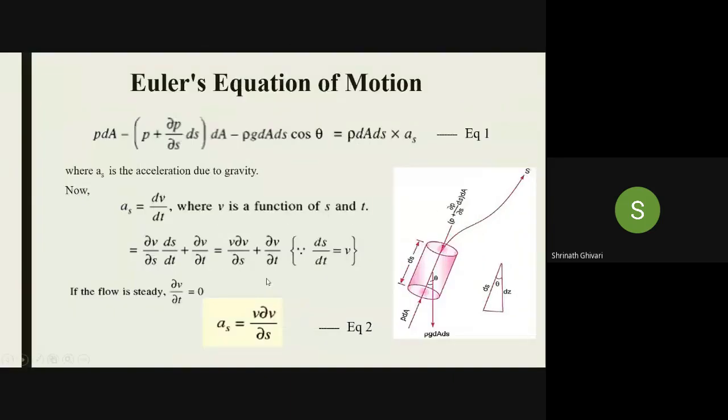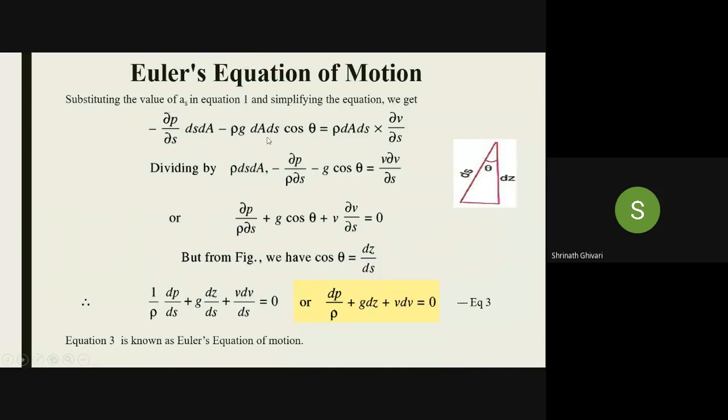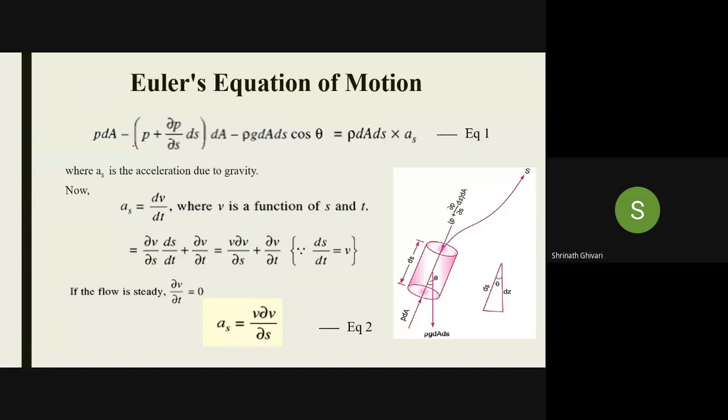So we are going to substitute the value a_s equal to v ∂v/∂s in equation 1 and simplify. We have p dA minus (p dA plus ∂p/∂s ds dA). I have multiplied dA here and dA here. So it will be p dA plus ∂p/∂s into ds into dA. Then p dA minus p dA will get cancelled, and what will remain is minus ∂p/∂s ds dA.